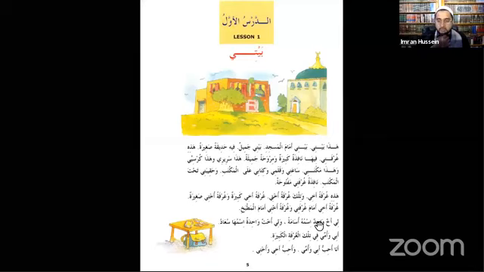Brother Ali, can you do the first paragraph, please? Sure. So just read it out? Yeah. هذا بيتي. This is my house. بيتي أمام المسجد. My house is in front of the mosque. بيتي جميل. My house is beautiful. فيه حديقة صغيرة. In it is a small garden. هذه غرفتي. This is my room. فيها نافذة كبيرة. In it is a big window. ومروحة جميلة, and a beautiful fan.